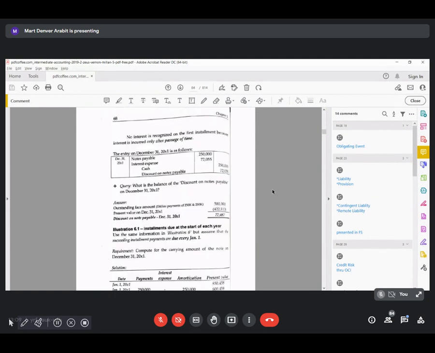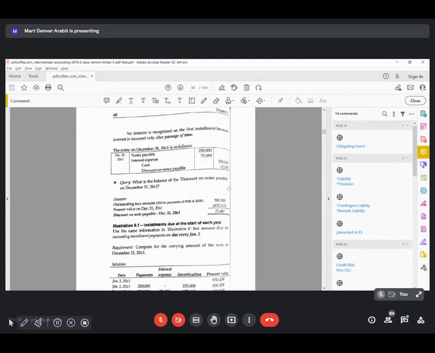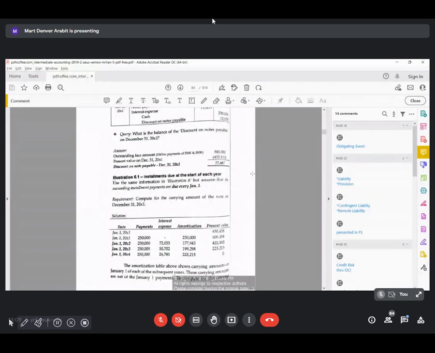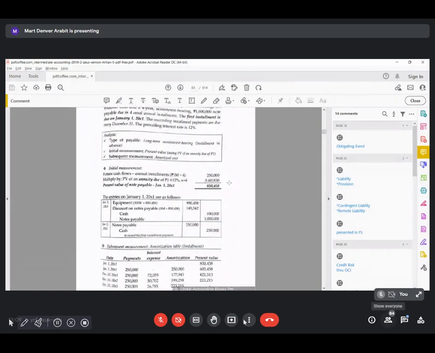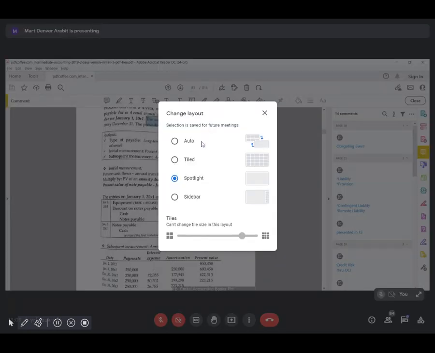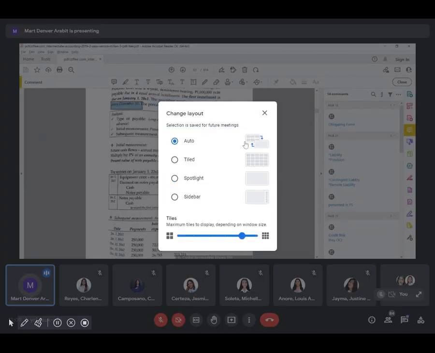Okay, if wala, then tuloy tayo. 6.1. Installment due at the start of each year. Parang ito rin naman yun. But assume that the succeeding installment payments are due every January 1. Okay. The succeeding installment payments are due every December 31. Yun yung sabi pala dito.